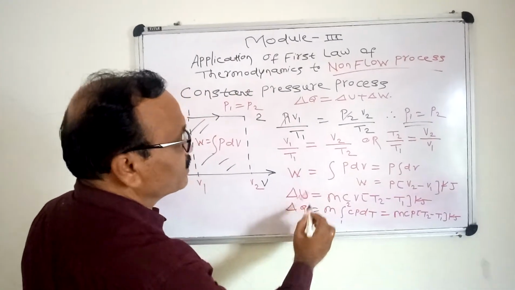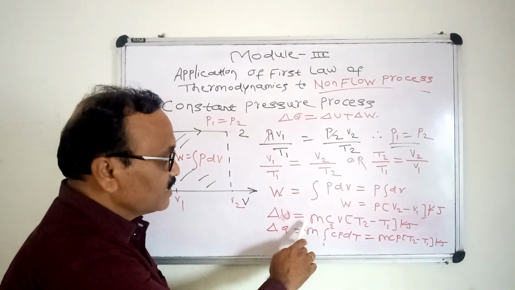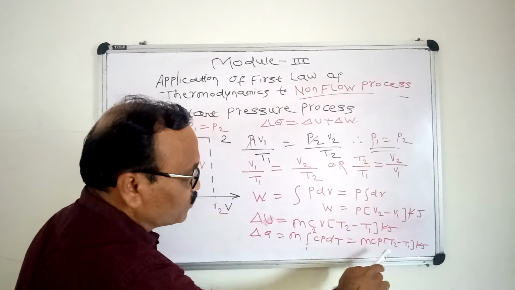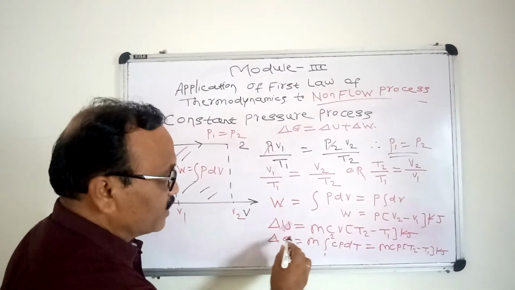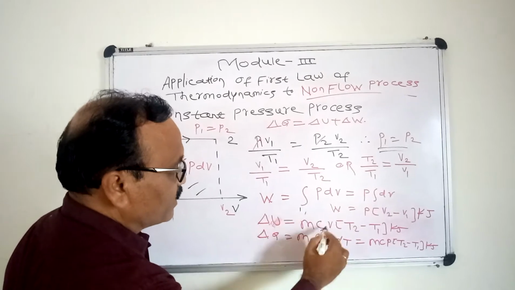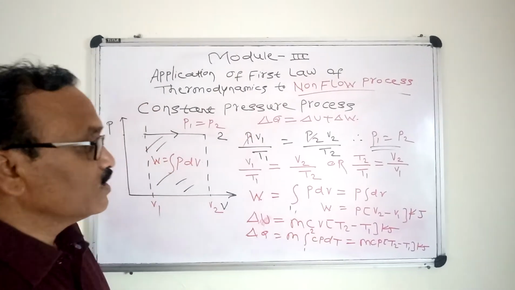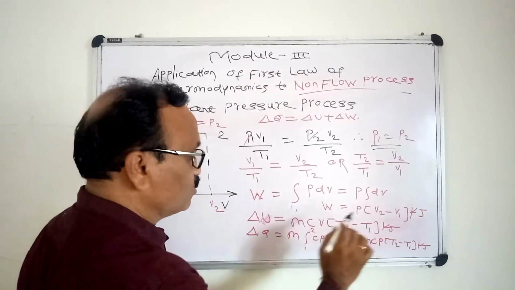Similarly, let us calculate the change in internal energy. Delta U is equal to m Cv (T2 minus T1) kilojoule. For m equal to 1 kg, this equation becomes Cv into (T2 minus T1) kilojoule.